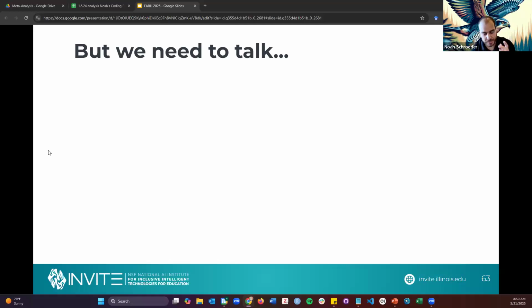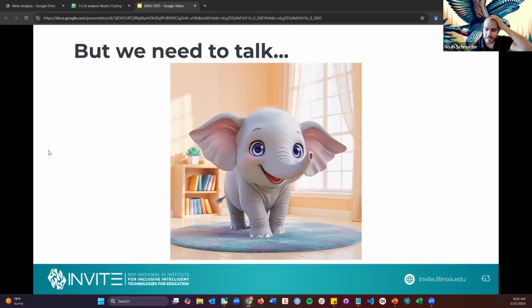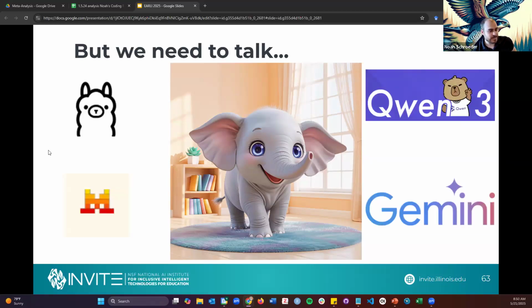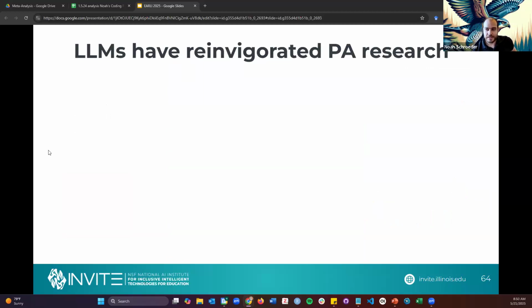But we have one thing that we really need to talk about. We need to talk about the elephant in the room. Okay, that's generative AI, LLMs. I love LLMs. LLMs are super fun, but what we're seeing is all these people are now putting LLMs with agents and throwing them in classrooms.